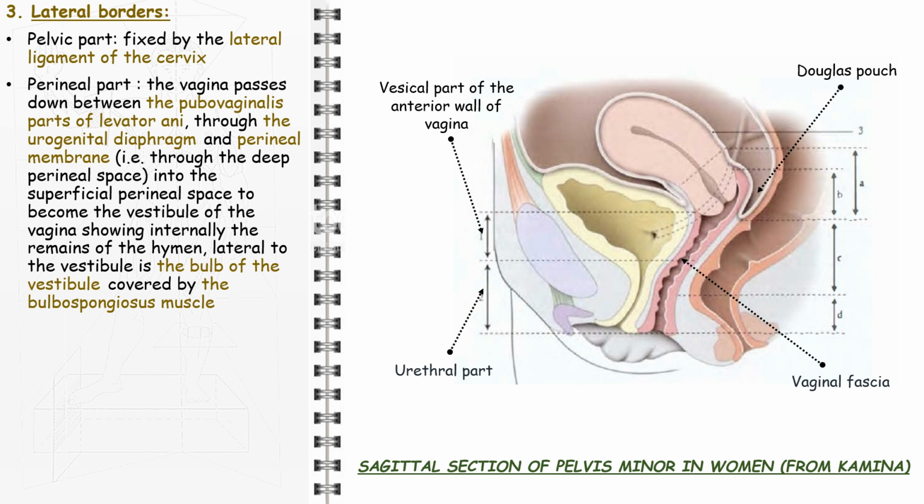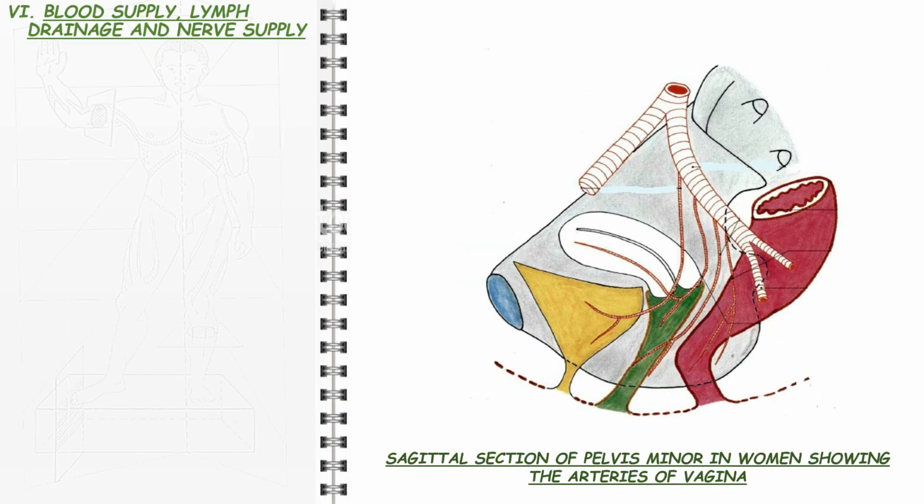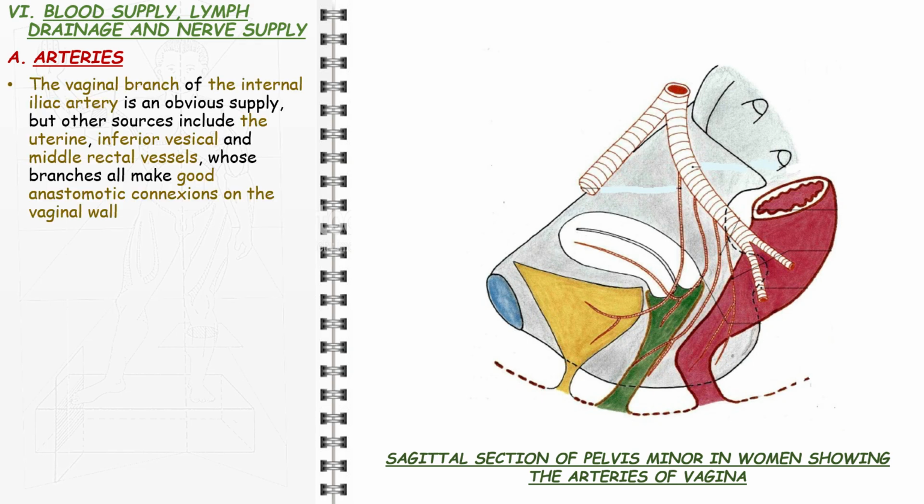Lateral to the vestibule is the bulb of the vestibule covered by the bulbospongiosus muscle. The vaginal branch of the internal iliac artery is an obvious supply, but other sources include the uterine by its vesico-vaginal and cervico-vaginal branches, inferior vesical and middle rectal vessels, whose branches all make good anastomotic connections on the vaginal wall forming the azygos arteries of the vagina. The anterior is more developed.